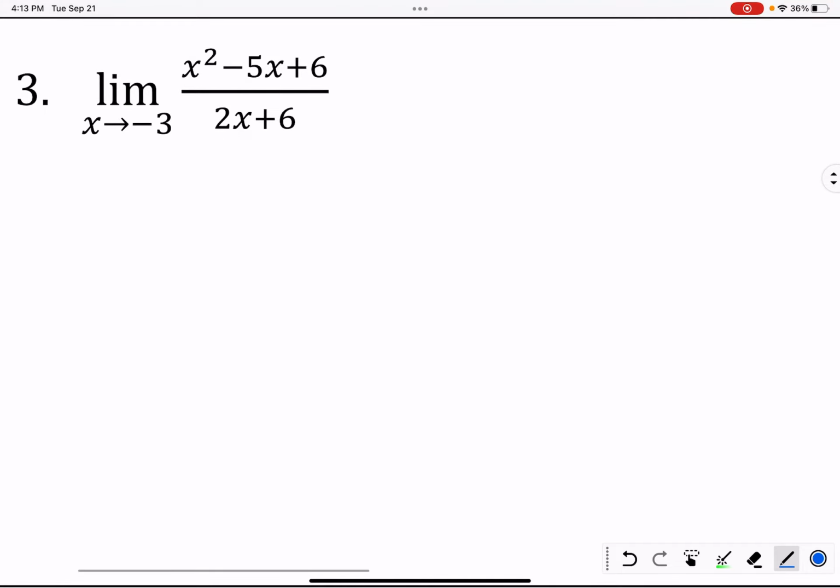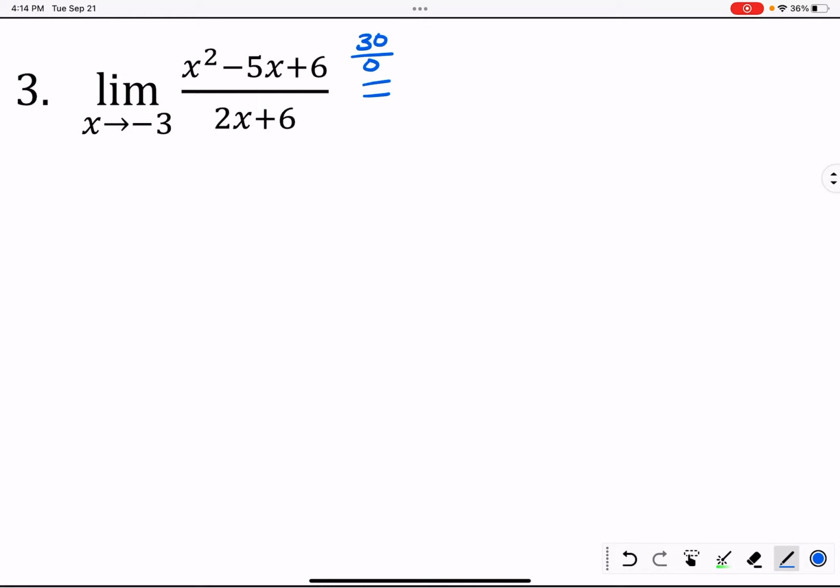This one, if we plugged in, we're going to end up with 30 over 0 if you plug in -3. All right, that is not an indeterminate form. Okay, that tells us that there's an explosion to positive or negative infinity. Okay, division by 0 creates that asymptotic behavior. So what that means is we're going to have to check the limit from the left and the right of -3. And then we're going to plug in values and then see which way it's shooting up, all right, or down.